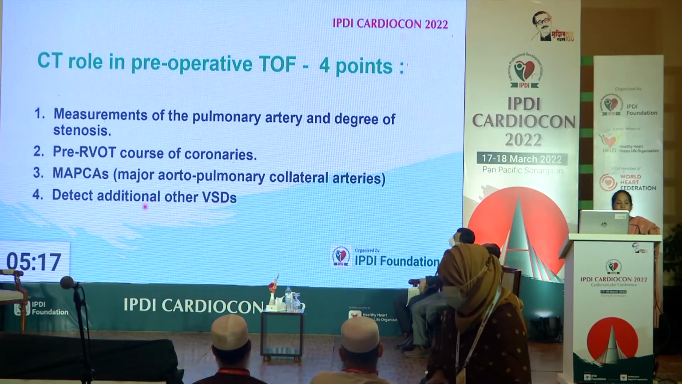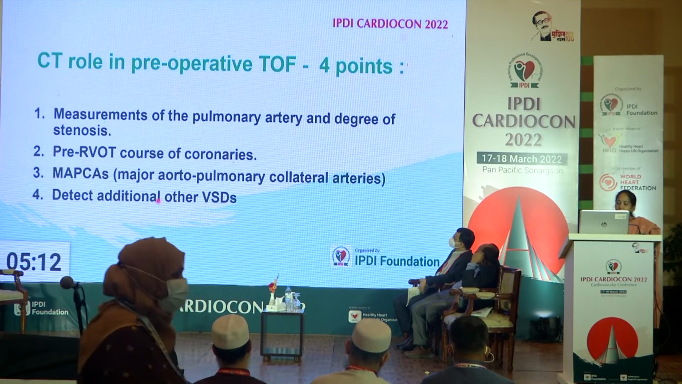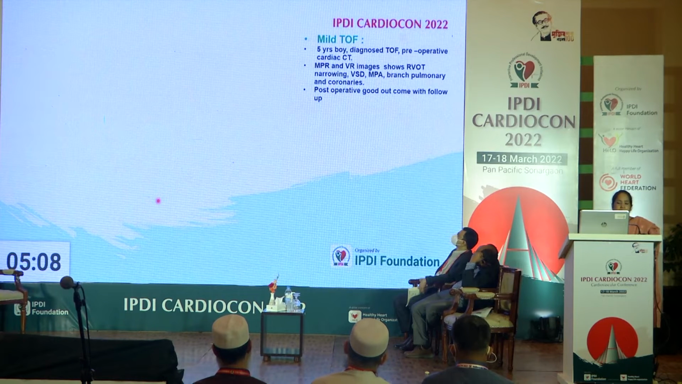Like pulmonary artery measurement and degree of stenosis. Is there any pre-RVOT course of coronaries? And the presence of MAPCAs: if there is a MAPCA, then its size and course, and is there any additional VSD? We know that TOF has a broad anatomical spectrum.